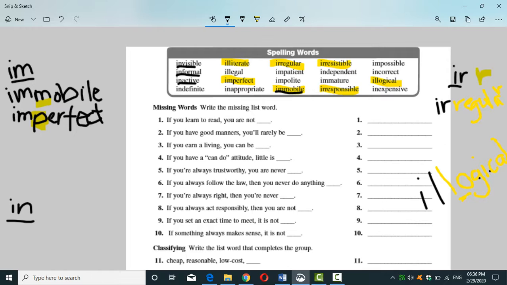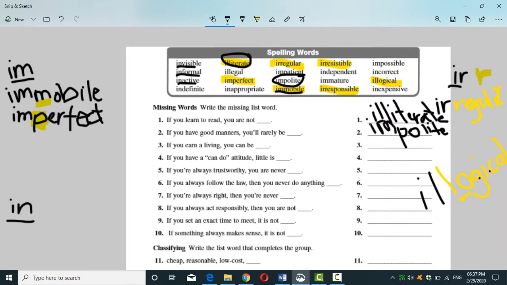Just try your best. For example, if you learn to read, you are not illiterate. Let's write illiterate here. Sorry if my handwriting is not okay. During the quiz, you will have questions like, if you have good manners, you will rarely be impolite. And so on. I'll send you the answers. Just try your best to understand it.